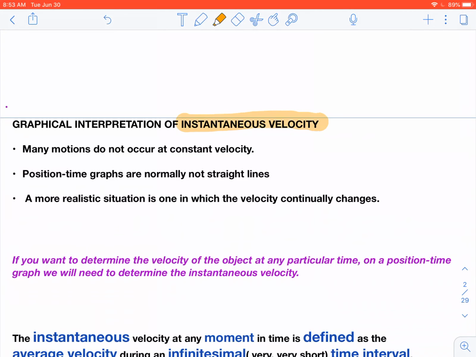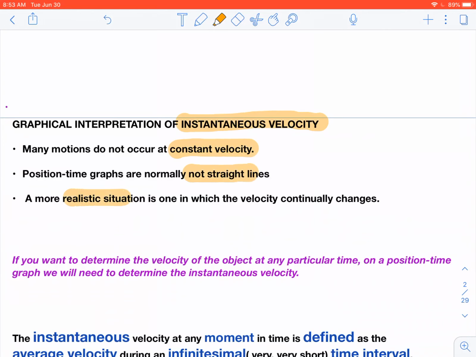So, for instance, many motions do not occur at constant velocity. Right? So we don't have a position time graph that is normally a straight line. Position time graphs are normally not straight lines, like I've shown you above. There you've got a position time graph that's not a straight line.